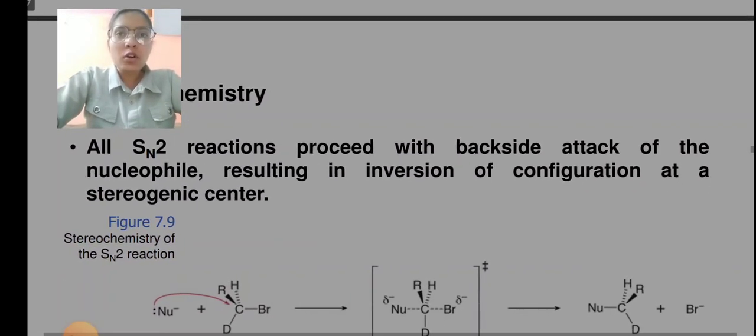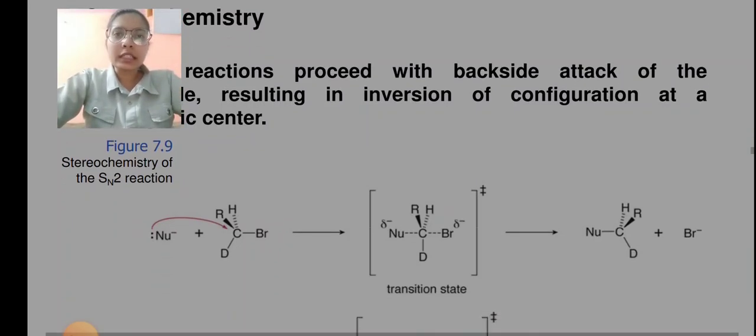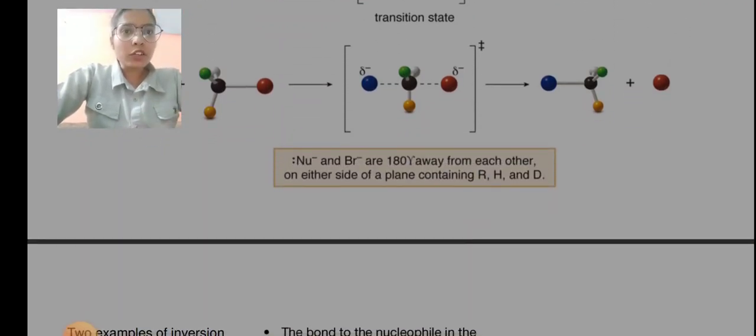Stereochemistry. All SN2 reactions proceed with backside attack of the nucleophile, resulting in inversion of configuration at the stereogenic center. In this example, we can see that the nucleophile is attacking the carbon, and then the transition state is formed, and then Br negative ion is left. Here we can see that the inversion of configuration is seen. The nucleophile and bromide ion are 180 degrees away from each other on either side of a plane containing R, H and D.